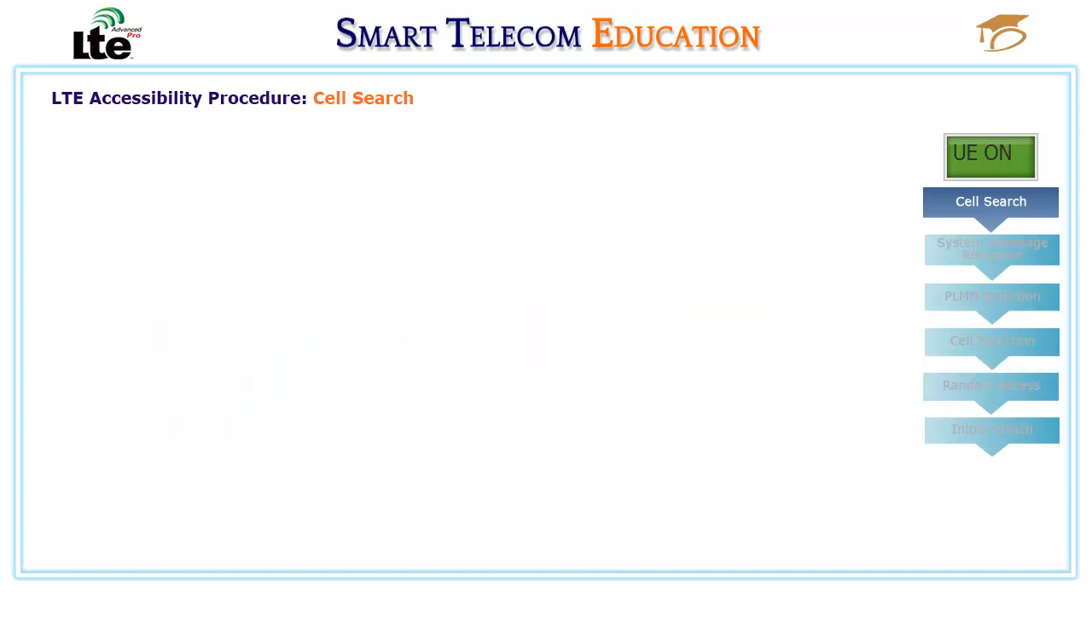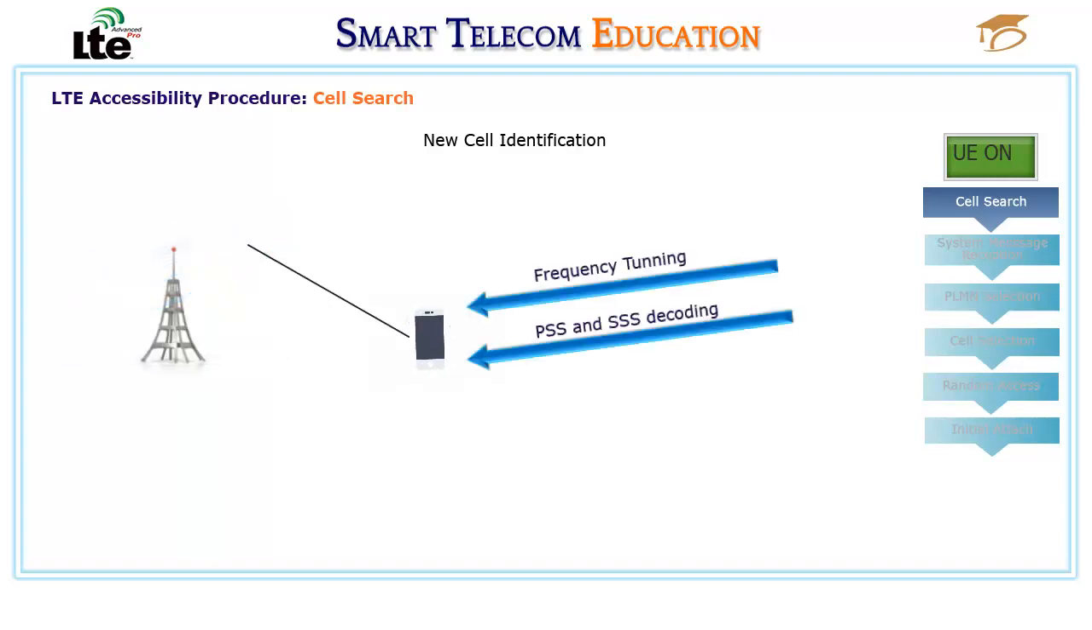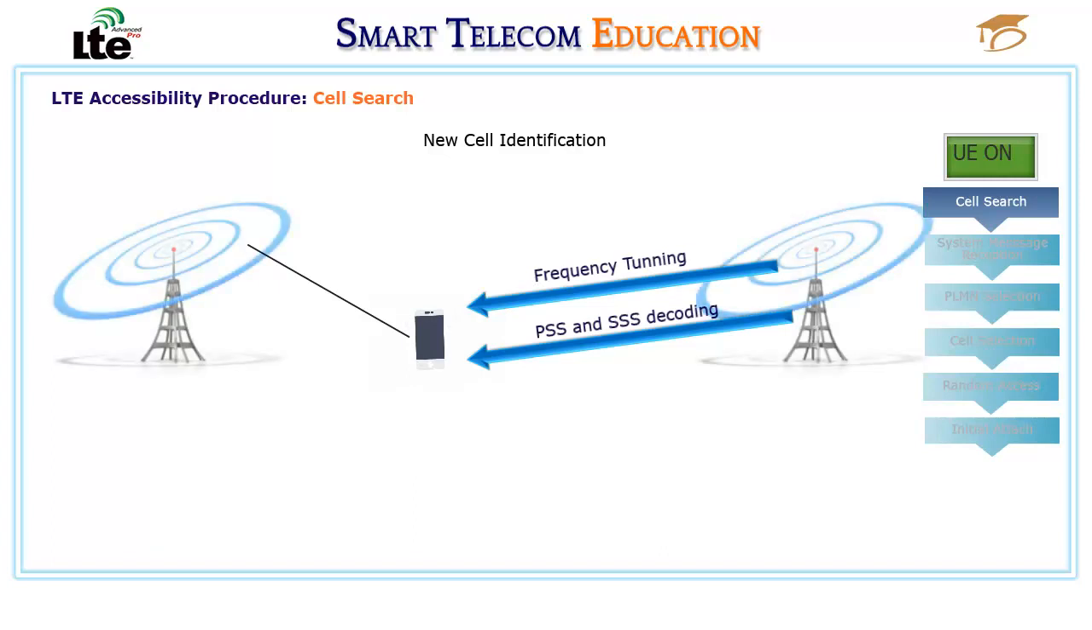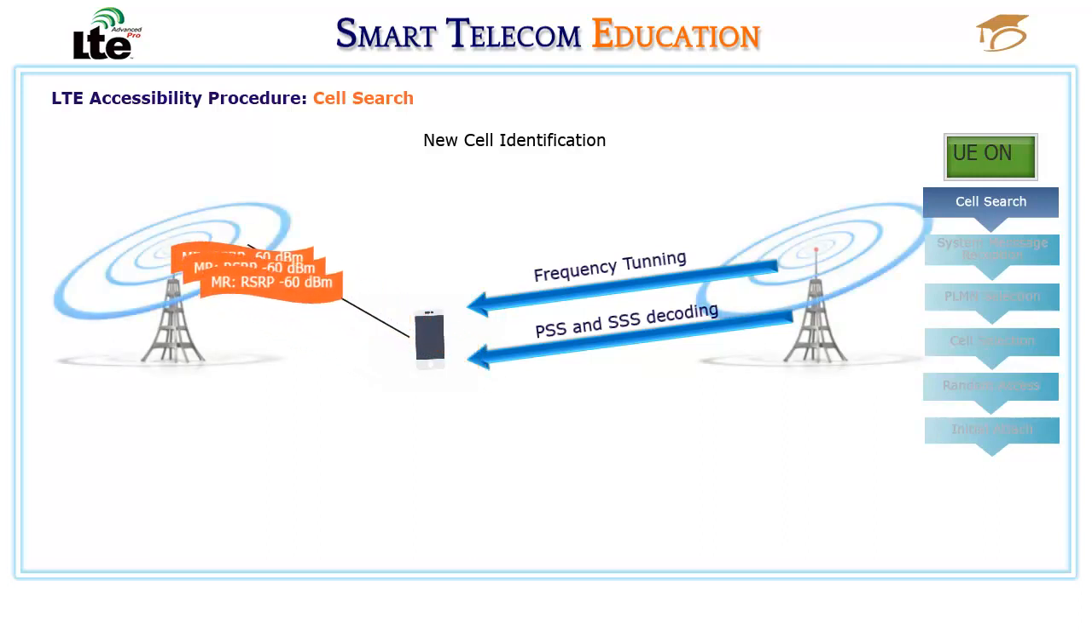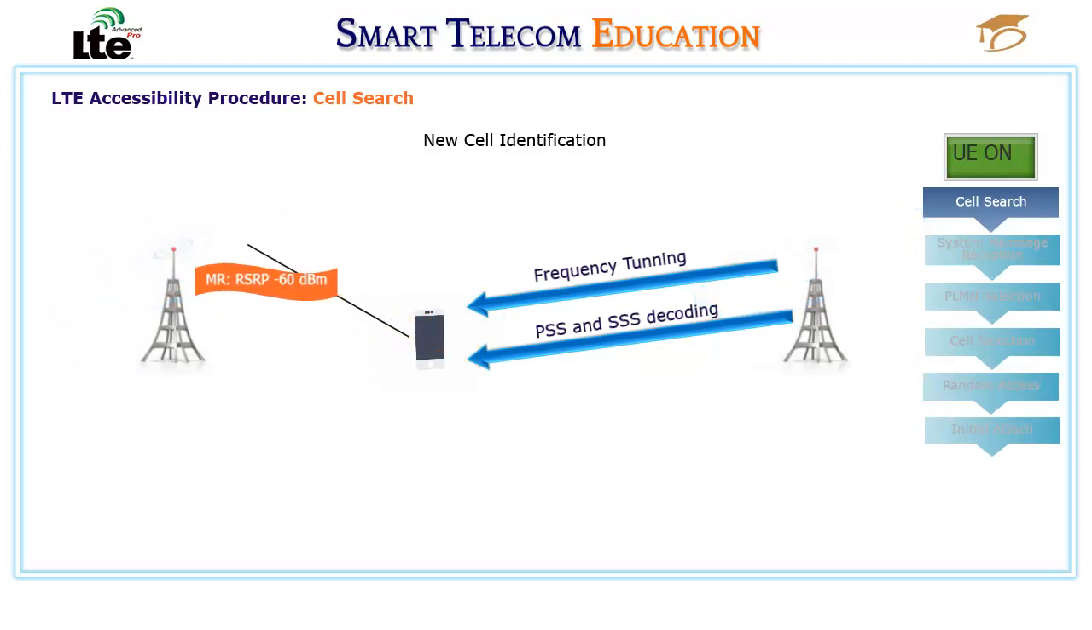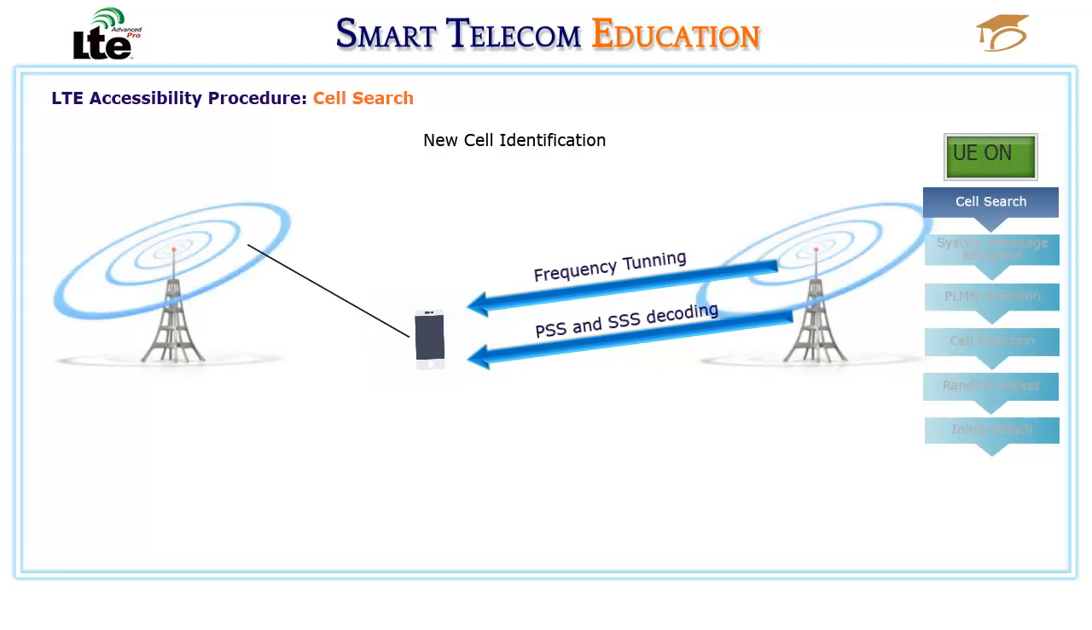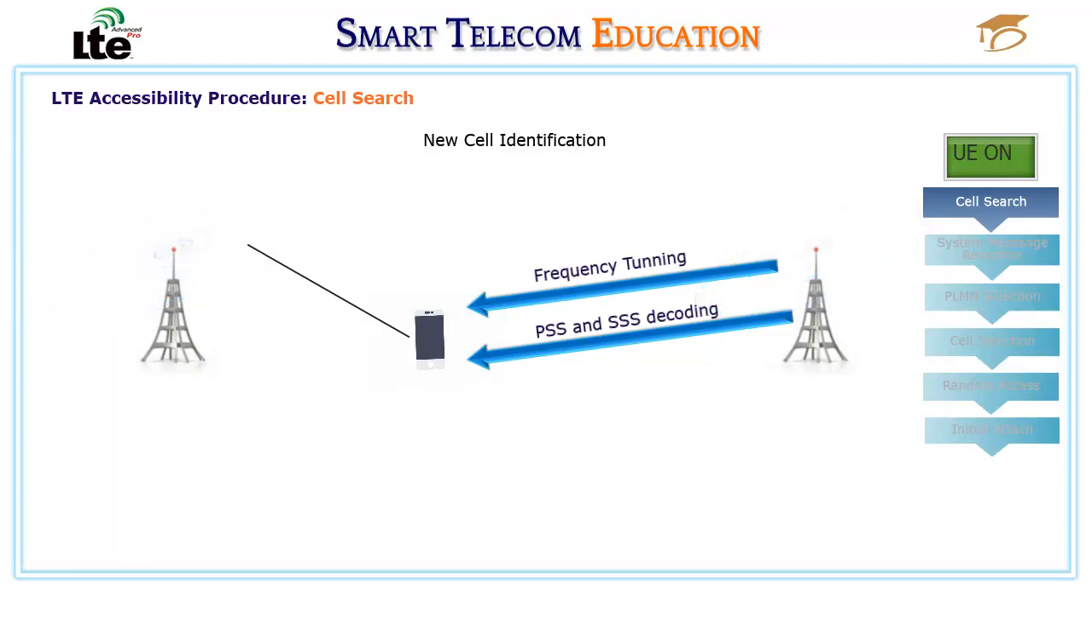Second case, new cell identification, performed when a UE is already connected to an LTE cell and is in the process of detecting a new neighbor cell. In this case, the UE reports to the serving cell measurements related to the new cell, in preparation for handover. This cell search procedure is repeated periodically until either the serving cell quality becomes satisfactory again, or the UE moves to another serving cell.